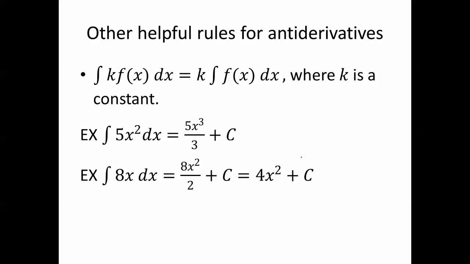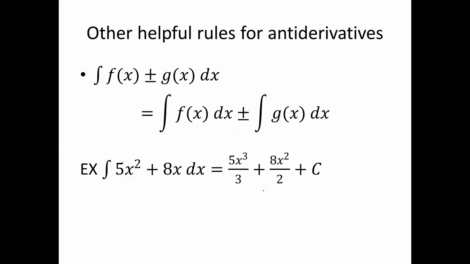How about the integral of 8x? Well, that's just going to be 8 times the integral of x. In other words, 8 times x squared over 2 plus c, which is 4x squared plus c. The integral of f plus or minus g, that's just the integral of f plus or minus the integral of g. So the antiderivative of the sum is just the sum of the antiderivatives, and ditto with the difference.